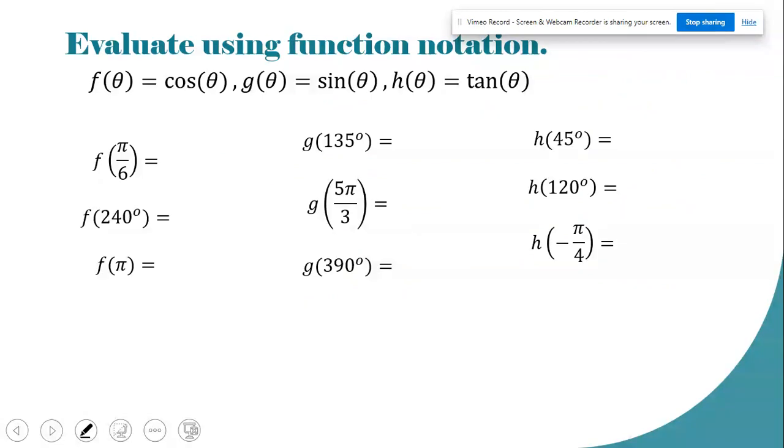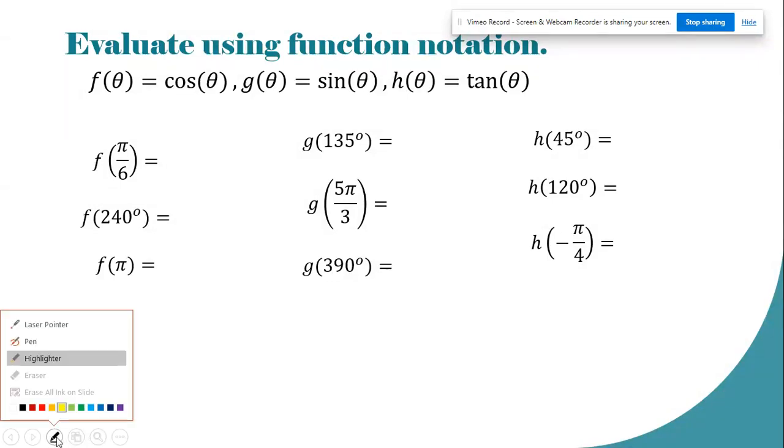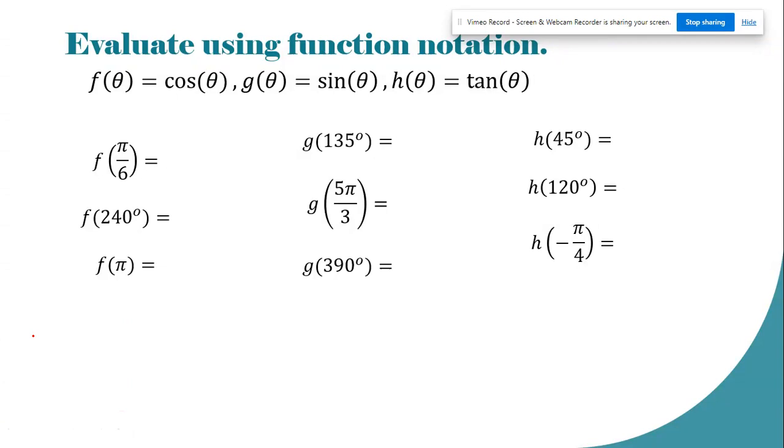Here is some function notation. Pause the video, try it out, and we'll come back with the solutions. Pi over 6, that is 30 degrees. So f of pi over 6 means cosine of pi over 6. If you look at your unit circle for pi over 6, the cosine coordinate is root 3 over 2. I'm going to work down the f functions first because they're all defined as cosine of that angle.